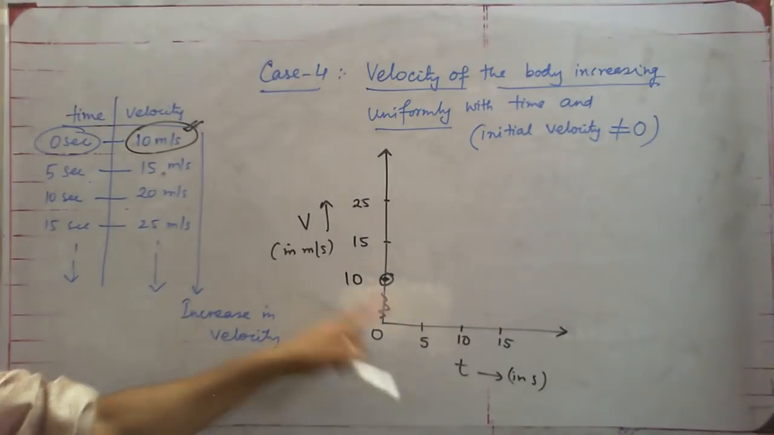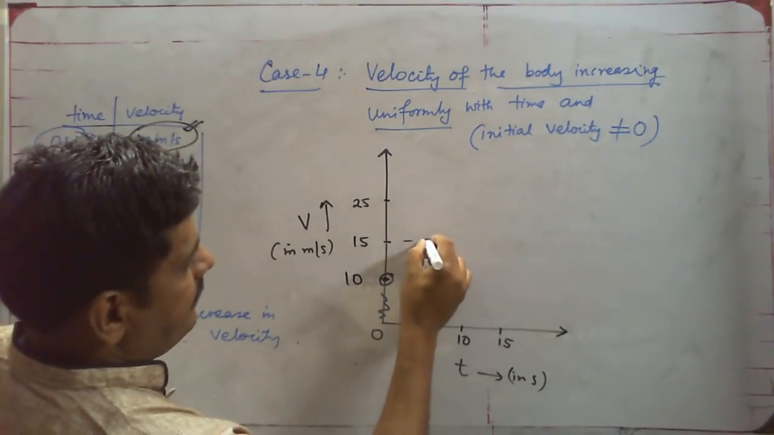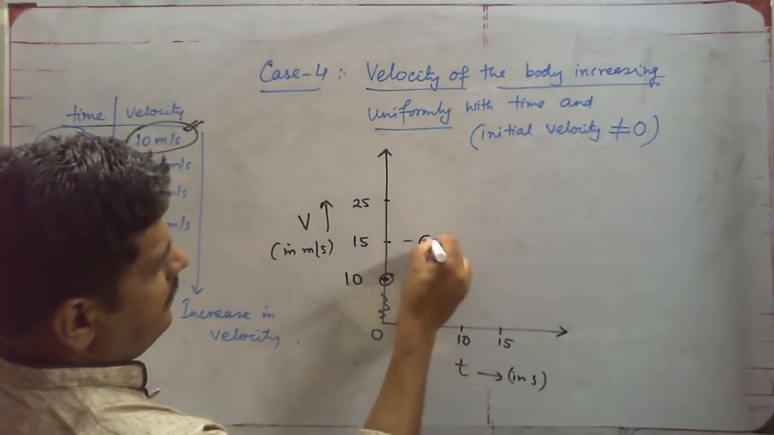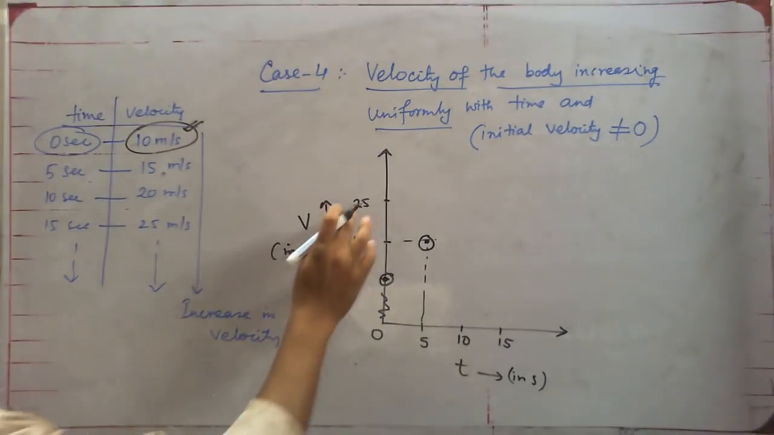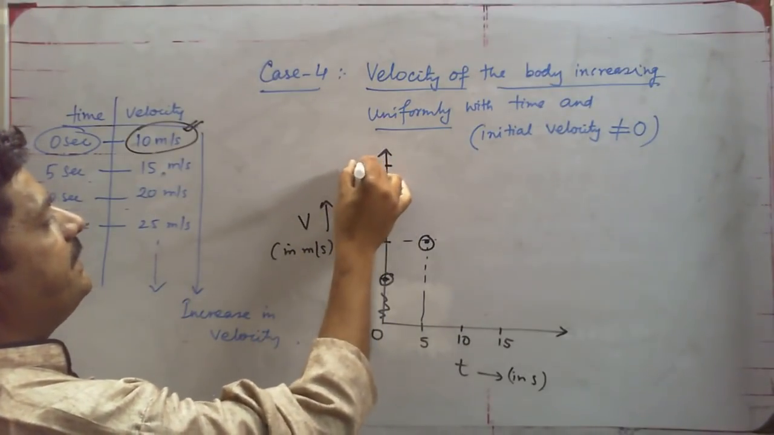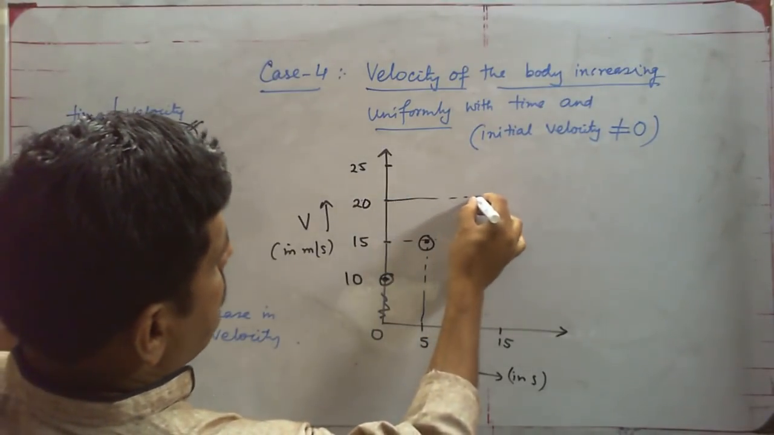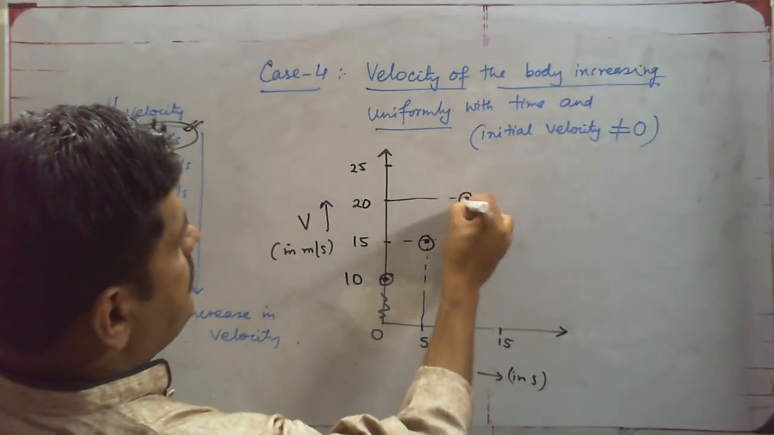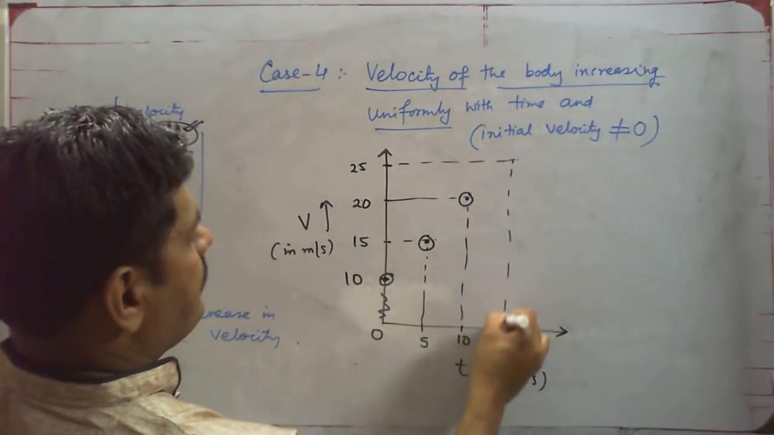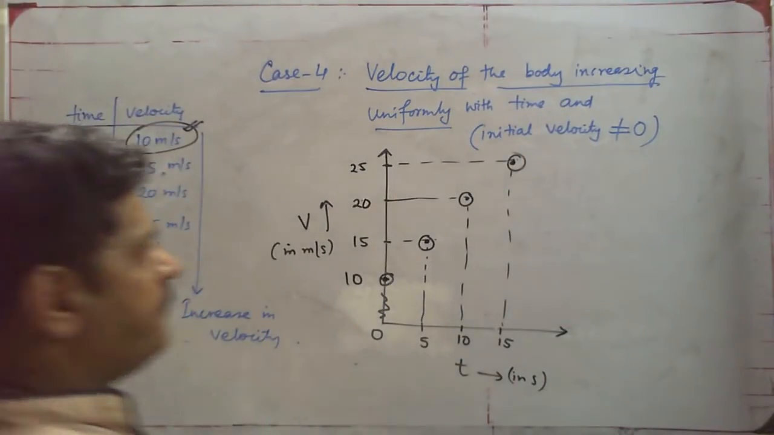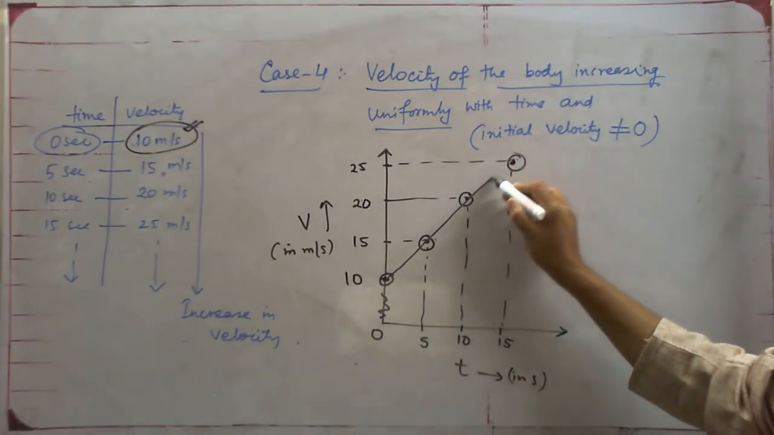At 5 seconds, the velocity of the car or the body is 15 meter per second. So this is the second point. At 10 seconds, the velocity is 20 meter per second. And at 15 seconds, the velocity is 25 meter per second. So these are the 4 points that we are getting. So join these 4 points to get your VT graph.